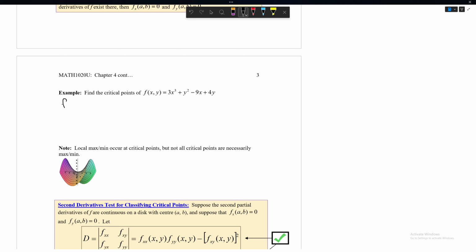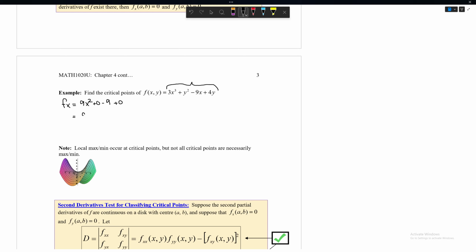Get my derivative in terms of x, which equals, I'm going to derive all of this, right? But I'm going to treat y as a constant because I'm deriving in terms of x. So what I'll get is 3 times 3, which is 9x squared, plus y squared, that's a constant, it goes to 0, minus 9x, that's just 9 when you derive it, and then plus 4y goes to 0. That's my first one.